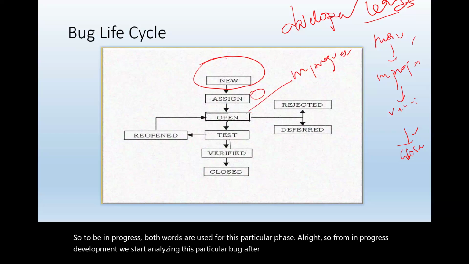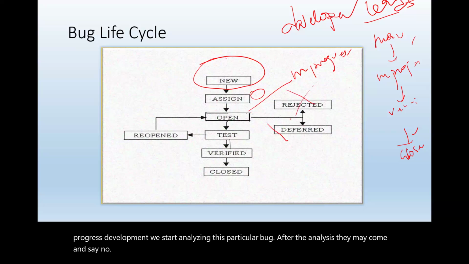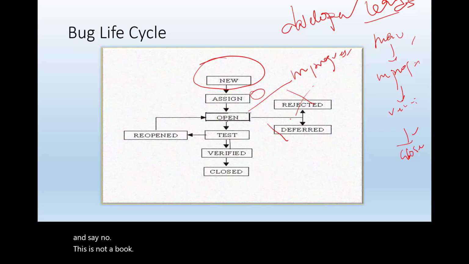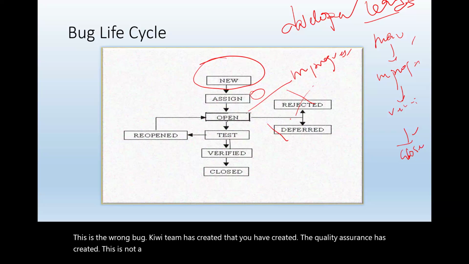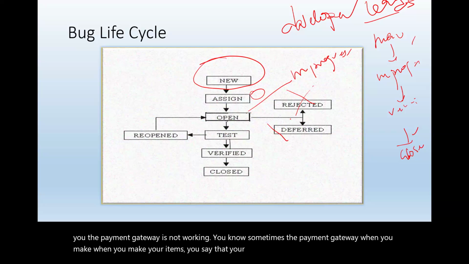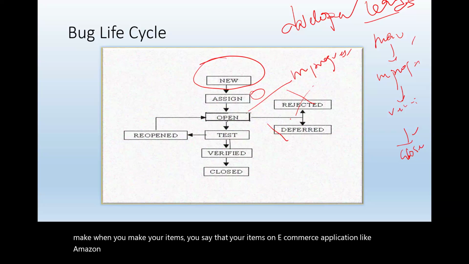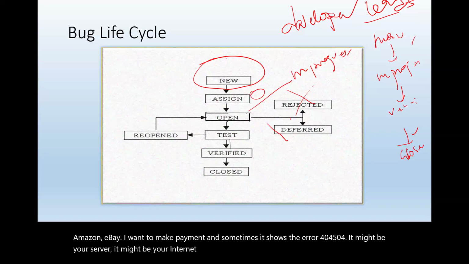After the analysis, they may come and say, no, this is not a bug. This is a wrong bug that the QA team, the quality assurance, has created. Suppose you created a bug that the payment gateway is not working. You know, sometimes when you select your items on an e-commerce application like Amazon or eBay and want to make payment, it shows error 404, 504. It might be your server, it might be your internet connectivity.